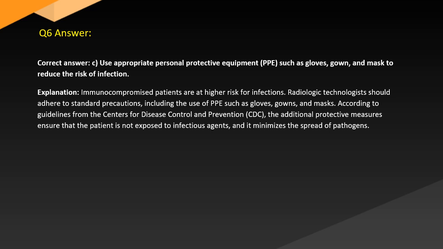Answer. Correct answer. C. Use appropriate personal protective equipment, PPE, such as gloves, gown, and mask to reduce the risk of infection. Explanation. Immunocompromised patients are at higher risk for infections. Radiologic technologists should adhere to standard precautions, including the use of PPE such as gloves, gowns, and masks, according to guidelines from the Centers for Disease Control and Prevention (CDC). The additional measures ensure that the patient is not exposed to infectious agents and it minimizes the spread of pathogens.